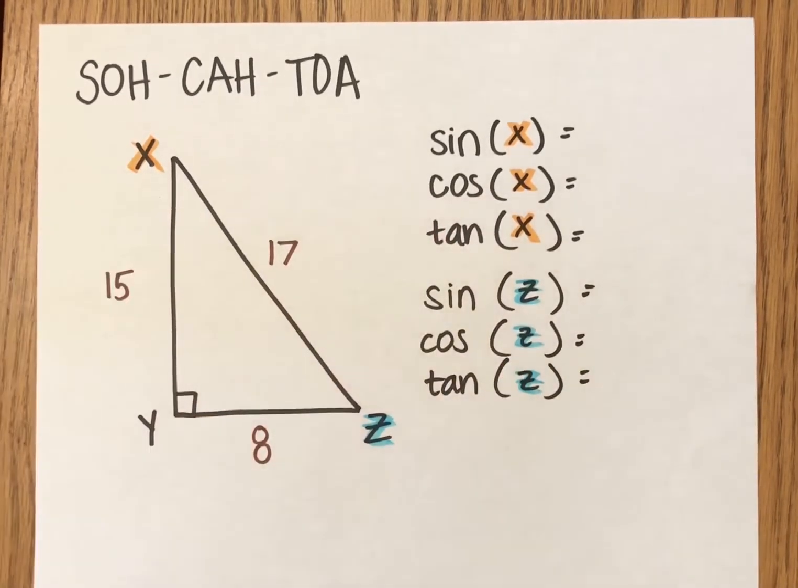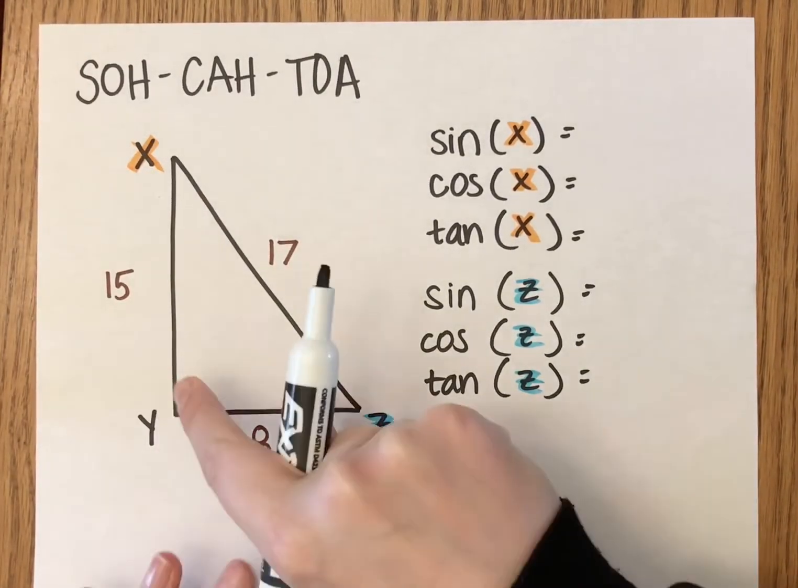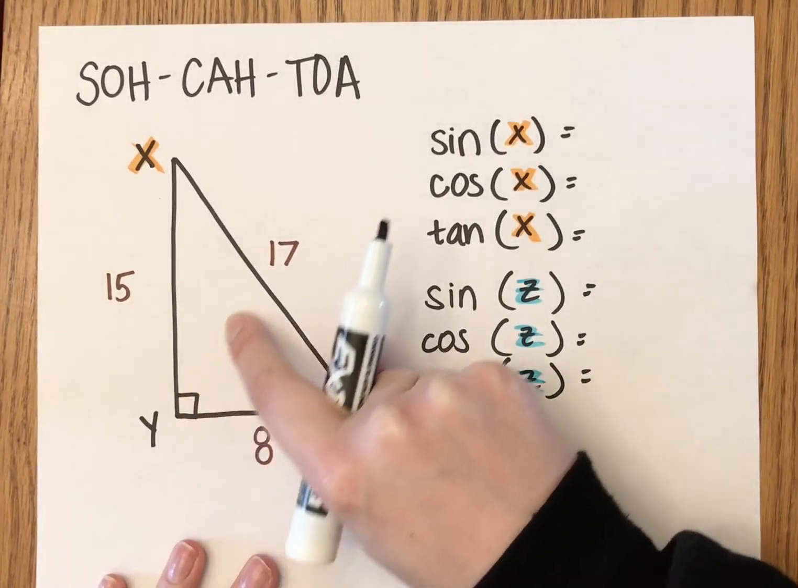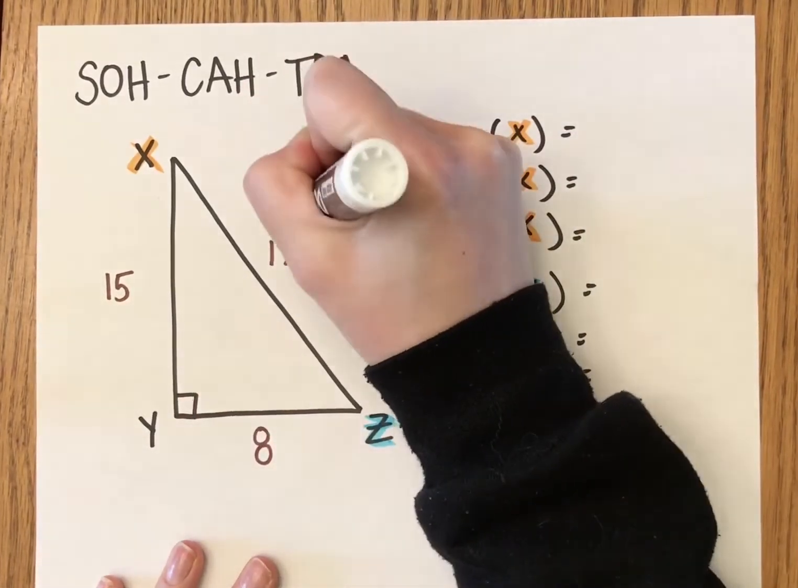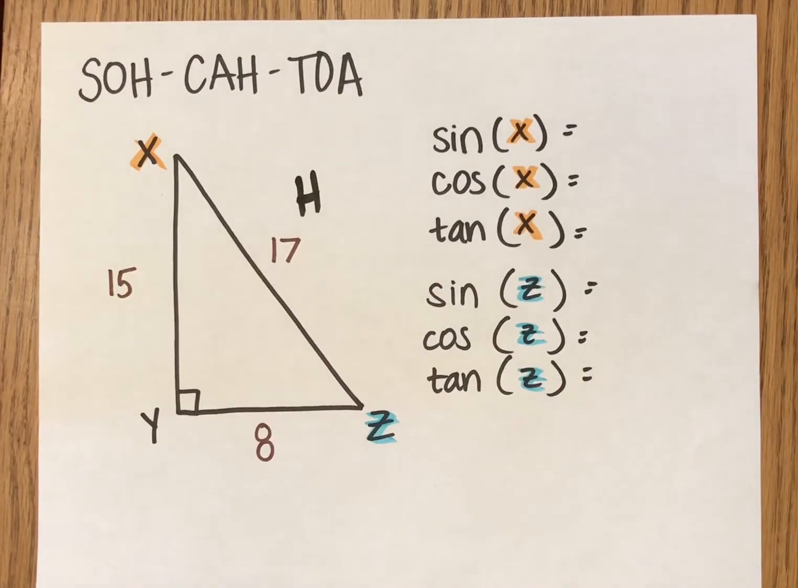The reference angles don't actually play a part in that. So for this example, and all examples going forward, the hypotenuse is always opposite the 90-degree angle. So the hypotenuse in every single ratio that we write will always be 17.